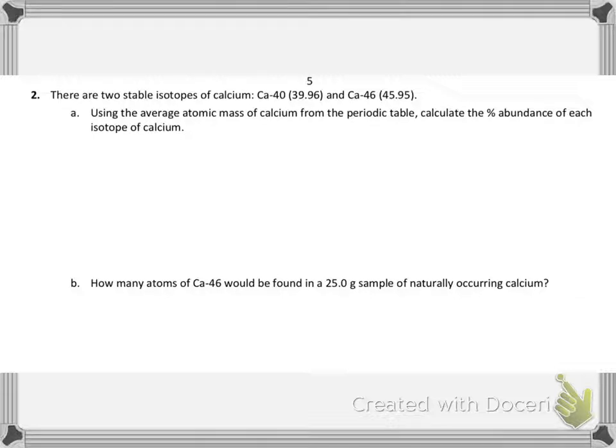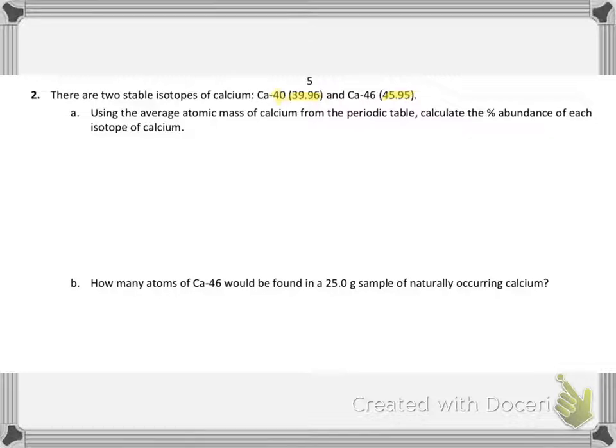So in this case, there are 2 isotopes of calcium, and it gives you both the rounded mass and the precise mass, so we're going to use the precise mass. And it says, use the average atomic mass from the periodic table, and then calculate the percent abundance of each isotope.